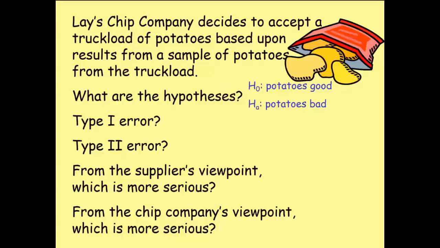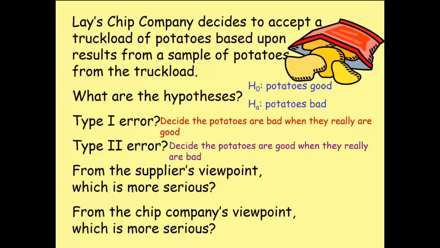Okay? What would a type 1 error be? Well, if I'm trying to gather evidence that the potatoes are bad, type 1 error means I'm successful, but I shouldn't have been. So I decide the potatoes are bad when they are really good. Okay, for type 2 error, this is where I try to see if the potatoes are bad, and I'm not successful, but I should have been. So I decide the potatoes are good when they are really bad.